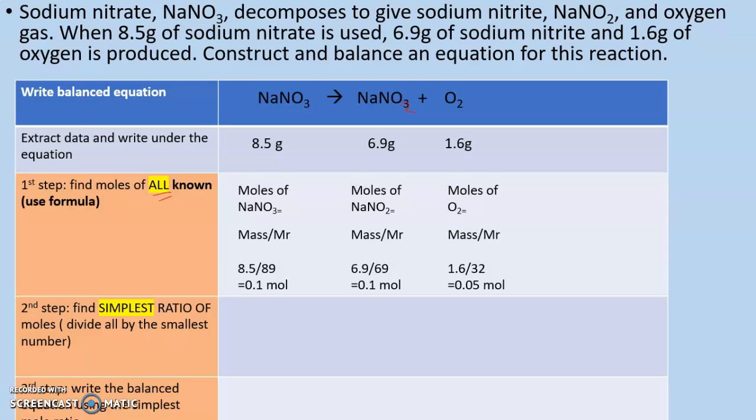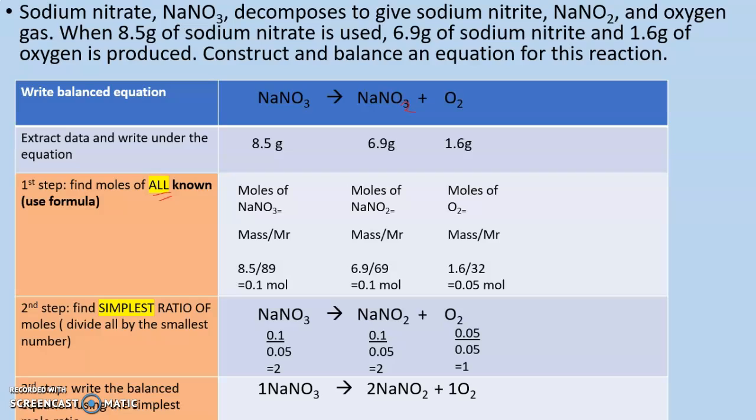Now the next step is you've got to find the simplest ratio. Remember, this is similar to your empirical formula type calculations where you have to find the simplest ratio. It's okay if the moles are all in fractions. You can then find out the simplest ratio. So you divide all by the smallest number or you simplify it further and you get these numbers. And these are the numbers that can be written in front of the chemical equation to balance it.